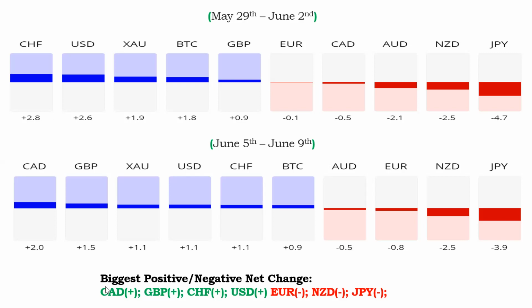For this week, I'll be concentrating my attention on the Canadian dollar to the upside, the Great Britain pound to the upside, the Swiss franc to the upside, and the United States dollar to the upside, while I'll be matching these with the negative currencies for the week, which are the euro, the New Zealand dollar, and the Japanese yen. So this is the combination for the week, and I will be showing you exactly what pairs gave me the best outlook for the week ahead.